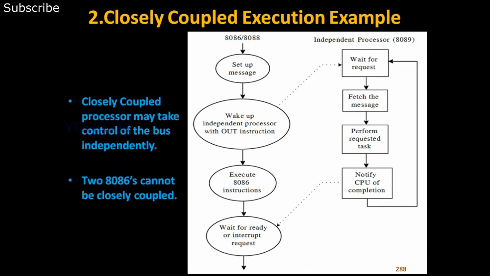Suppose the closely coupled instructions are not received in some case, then what will happen? The 8086 executes its instructions and waits for ready or an interrupt request from the closely coupled processor. So this is a simple flowchart of closely coupled configurations.